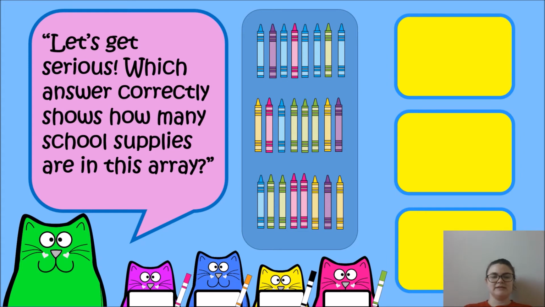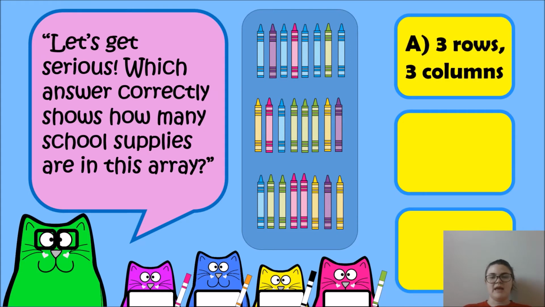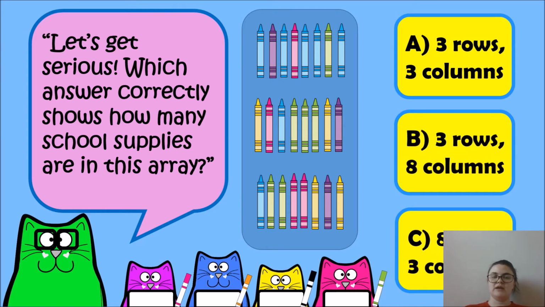Let's get serious. Which answer correctly shows how many school supplies are in this array? A, 3 rows and 3 columns. B, 3 rows and 8 columns. Or C, 8 rows and 3 columns. Think about your answer. I'm sure all the cats are thinking about their answers too. Remember, rows go from left to right, columns go up and down. How many rows and columns do we have?